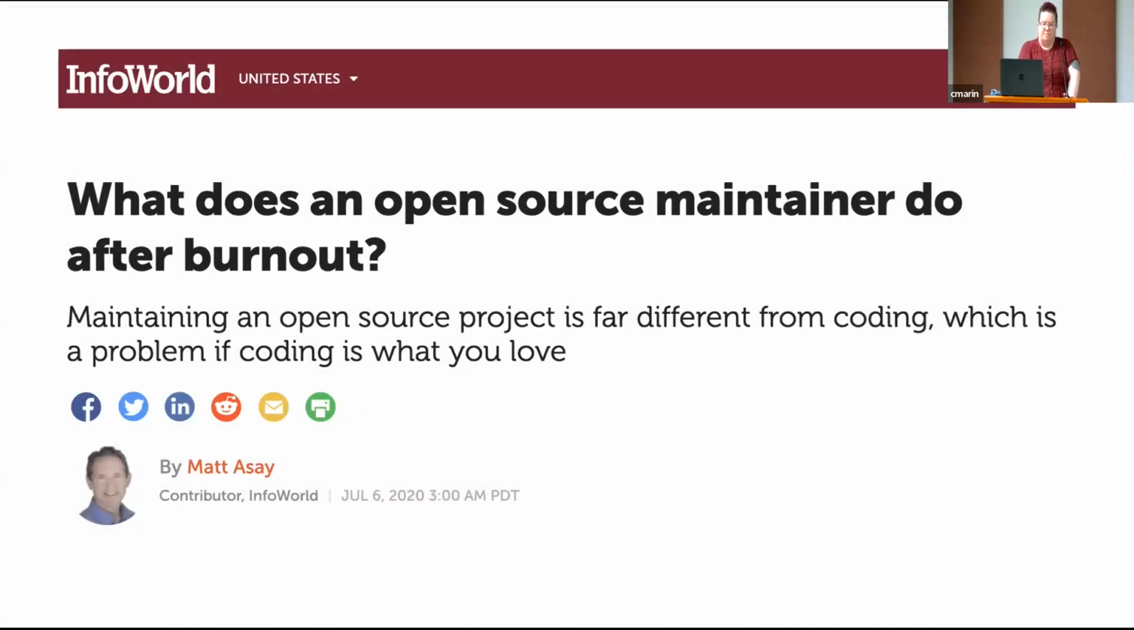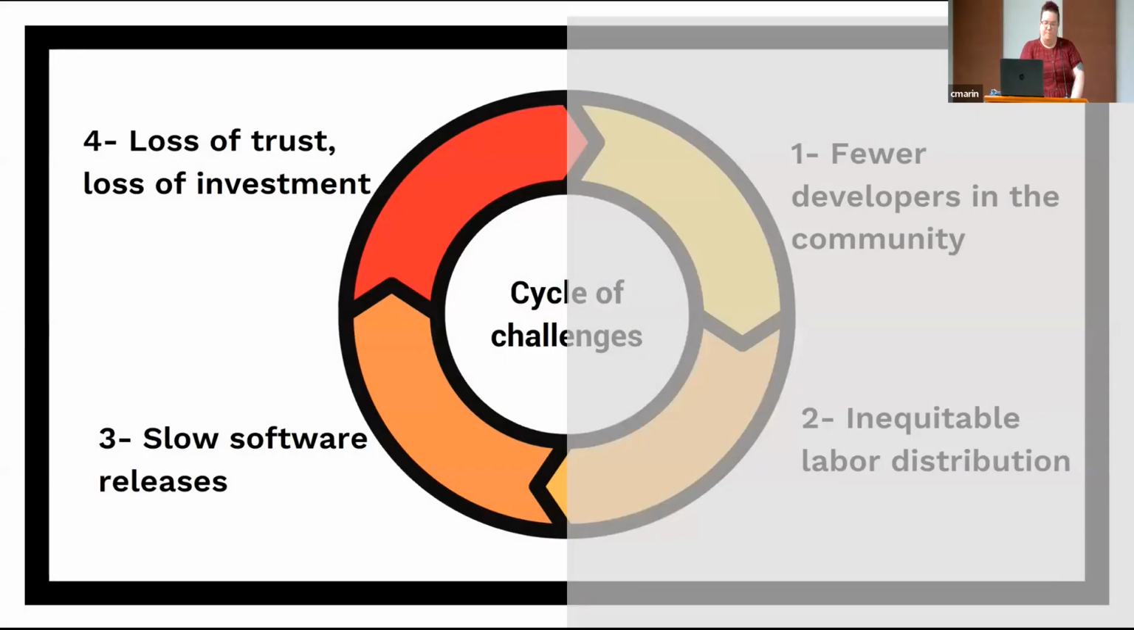So this is just an article. This problem is part of the wider open source ecosystem. It is not just specific to the open source that we talk about, but the open source that runs the internet. So this is an article: "What does an open source maintainer do after burnout?" Maintaining an open source project is far different from coding, which is the problem if coding is what you love. So this is known in the wider community as well. These things lead to slow software releases and a loss of trust and a loss of investment.